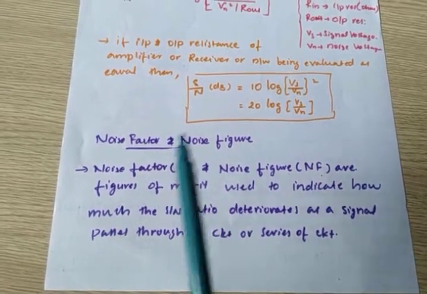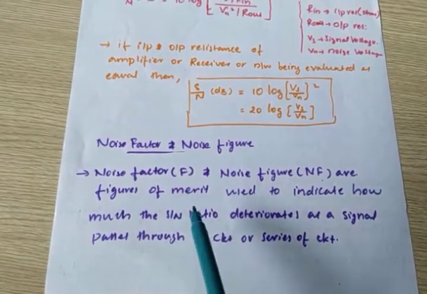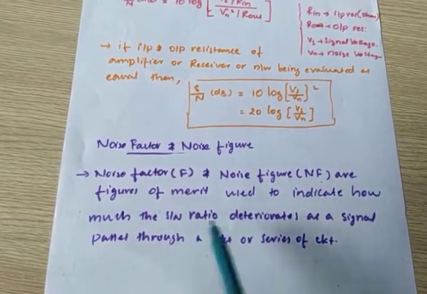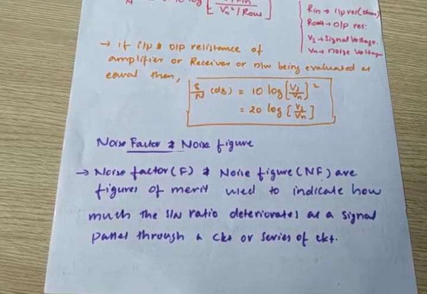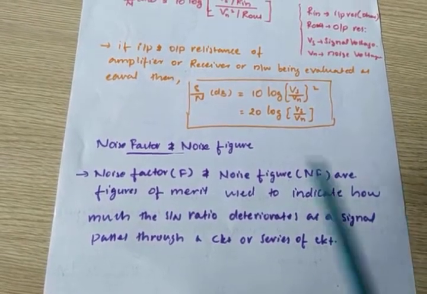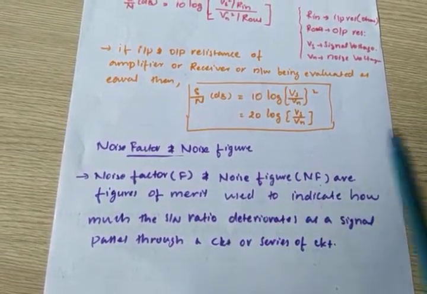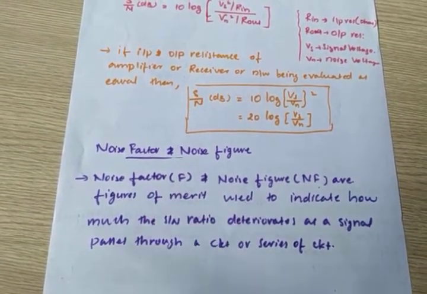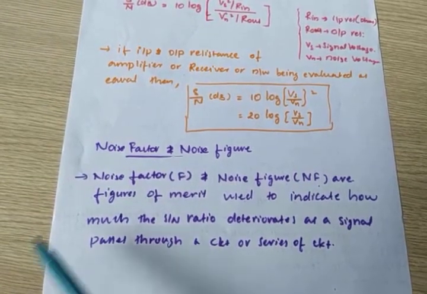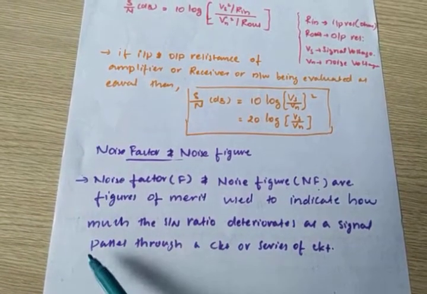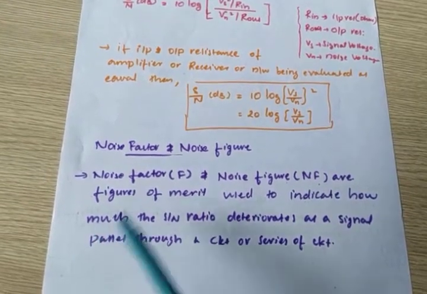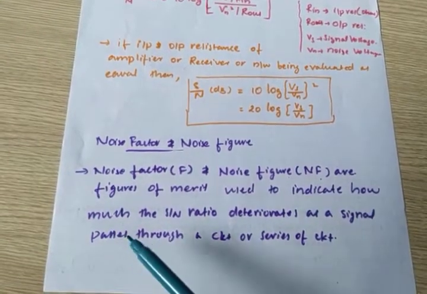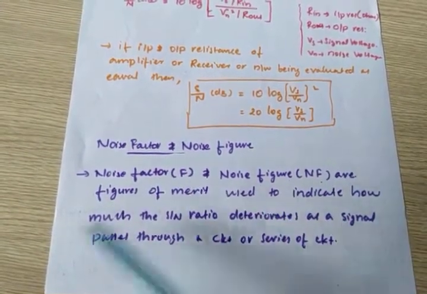That means you have a circuit, and a signal enters into the circuit and comes out from the circuit. What happens when the signal enters the circuit, and what happens when it comes out? This tells about the noise figure: how much the signal is deteriorated as it passes through the system. That determines the noise factor or noise figure.